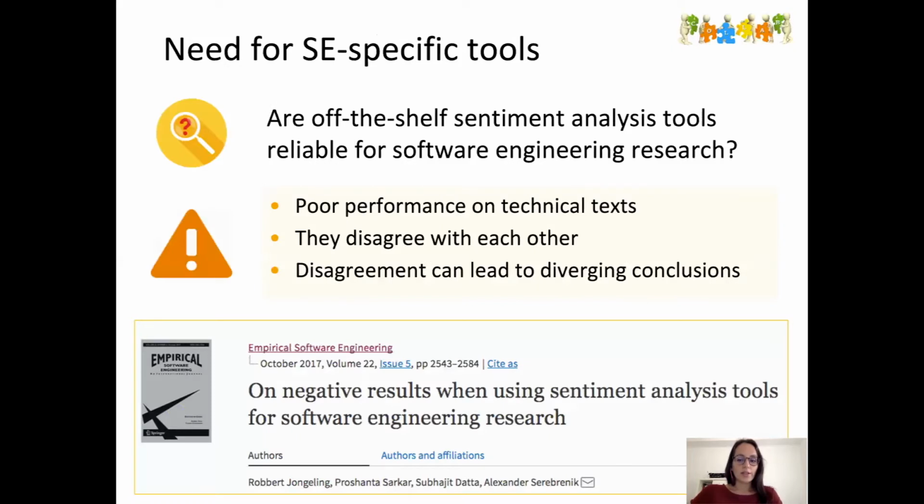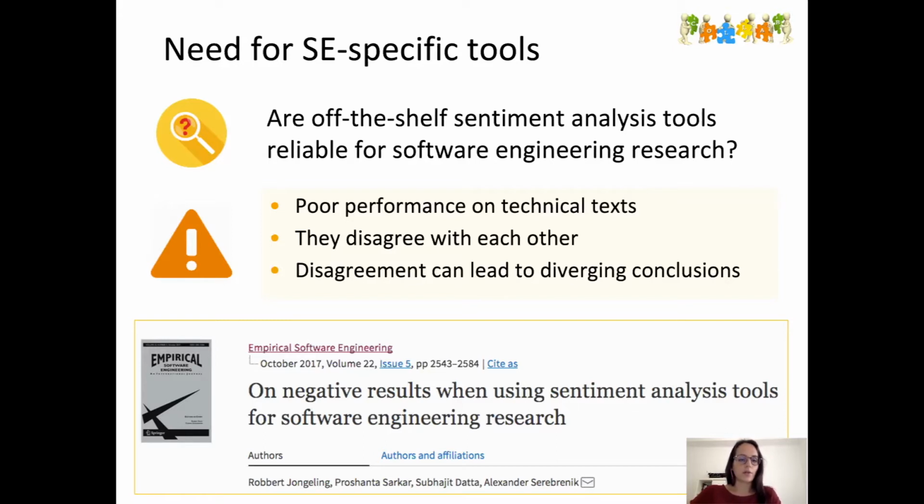Early studies on sentiment analysis in empirical software engineering mainly relied on general purpose tools that are used off the shelf, so without being retrained. However, the reliability of such tools was questioned by studies such as the one published by Jongeling and colleagues. They observed that such tools not only have poor performance on technical text, but they also disagree with each other. And this disagreement can lead to diverging conclusions.